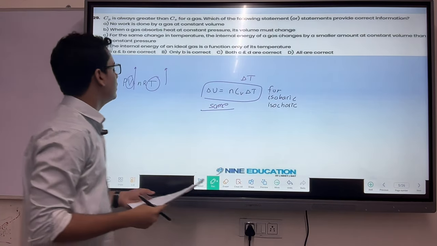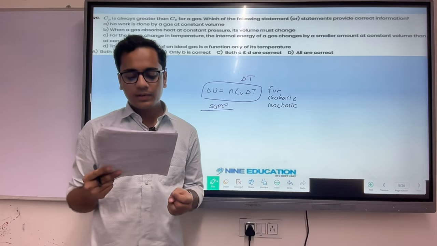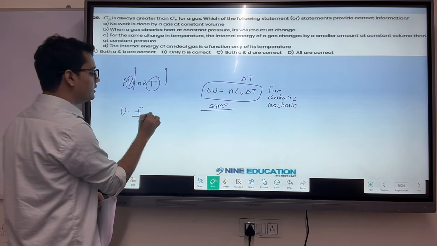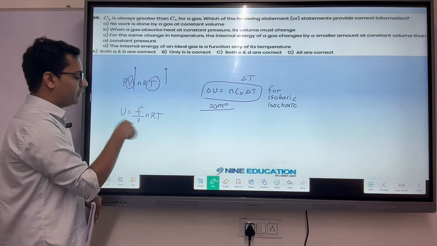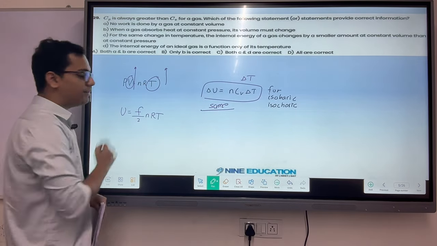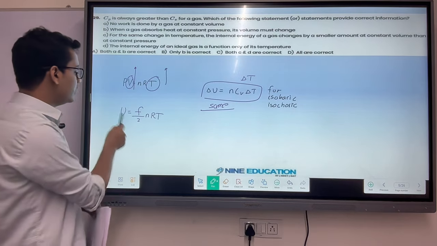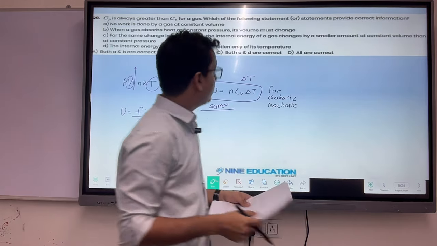Next, the internal energy of an ideal gas is a function only of its temperature. That means internal energy only depends on the temperature. It is correct because we get the internal energy equation like this. F is degrees of freedom, n and R are obviously constants. T is the temperature. You can see it only depends on temperature. Okay, so all are correct.